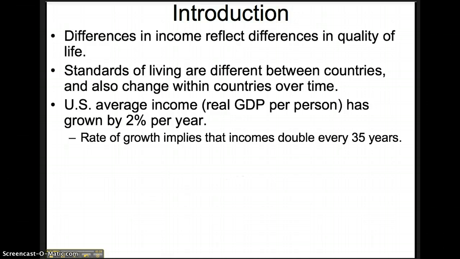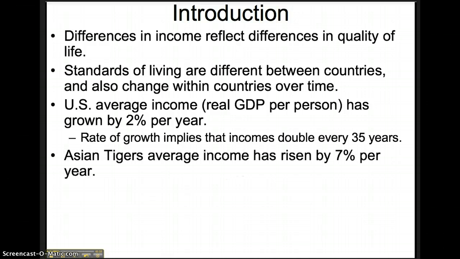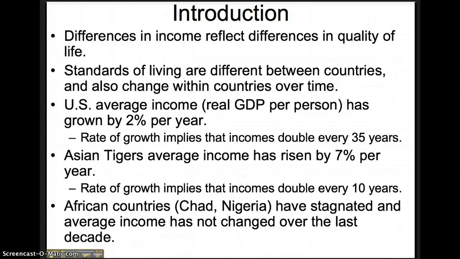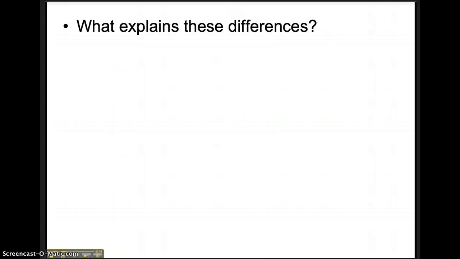The Asian tigers, which consist of Singapore, South Korea, Taiwan, and Hong Kong, have seen their average incomes increase by 7% per year. This rate of growth implies that incomes double every 10 years. This is a huge growth rate. Imagine your income doubling every 10 years. The African countries like Chad and Nigeria have stagnated, and average incomes have not changed at all over the last few decades. In Chapter 7, we're going to explore what causes these differences.